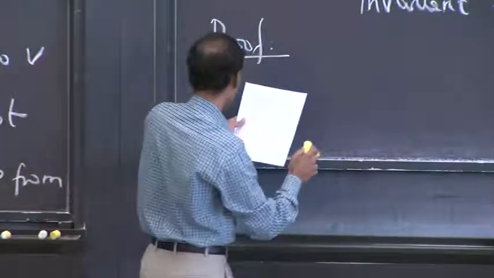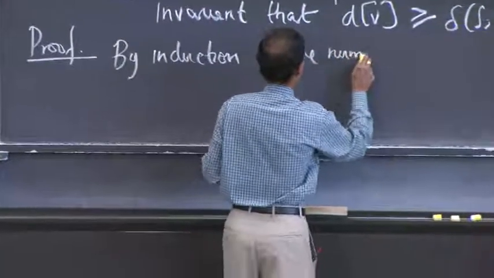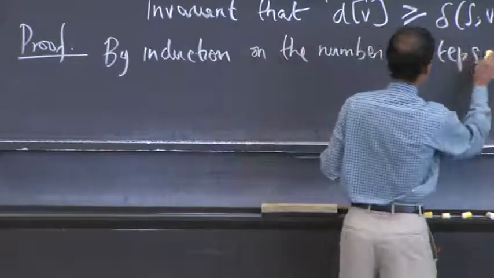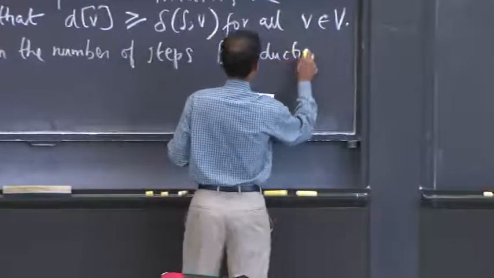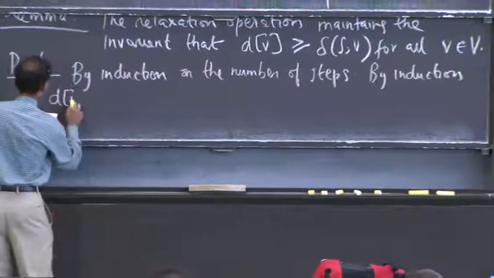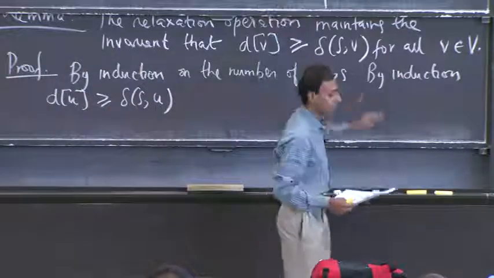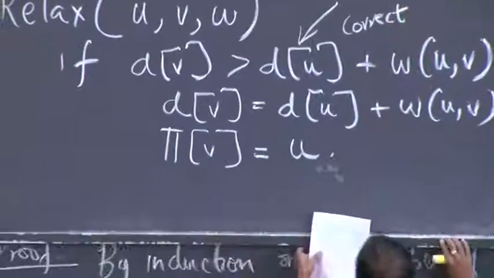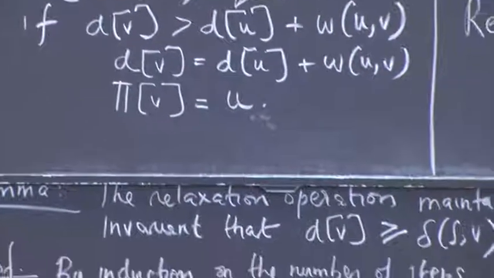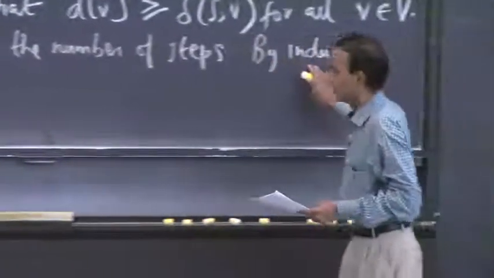So how do we prove this? I'm going to do about half of it and try and get you to finish it. So it's by induction on the number of steps, in the sense that we are going to essentially assume that d of u is greater than or equal to delta SU. And we're going to do this relaxation operation. So it's like a base case is that this is correct. And now we want to show that the relaxation operation doesn't make d of v incorrect. And so that's the inductive hypothesis.